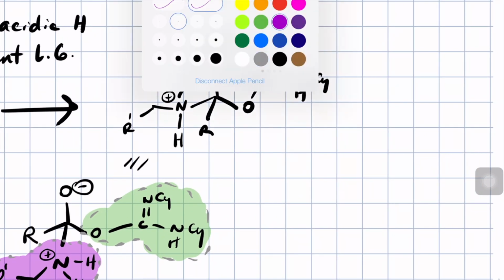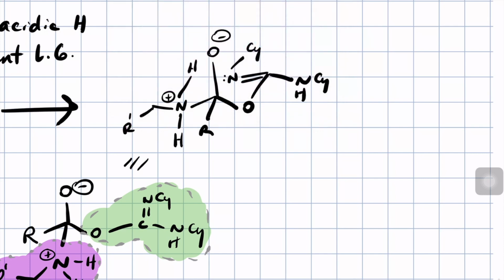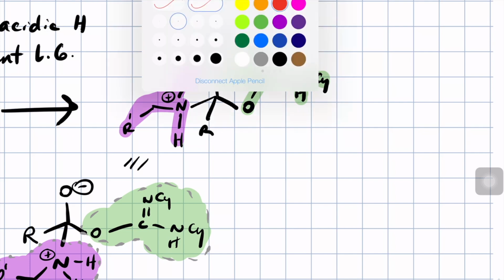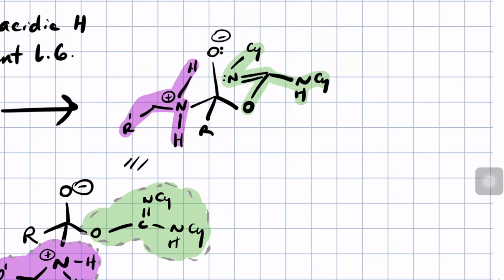Maybe it would be helpful if I highlighted the purple stuff over here as well. And the green stuff. All right. So what's going to happen here is lone pair electrons on the nitrogen are going to kick down and kick off the oxygen. Maybe I can show that happening, I don't know, on the other side.